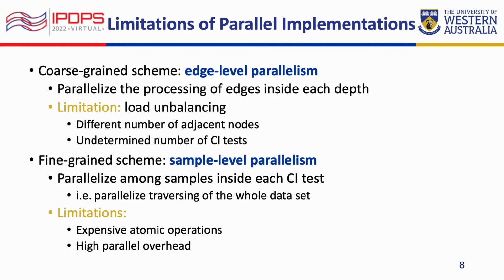There are two major limitations of sample-level parallelism. Firstly, it may result in a race condition when updating the cells in the contingency table because each sample contributes to the generation of the table. So we need many expensive atomic operations to guarantee the correctness of the execution. Secondly, the workload of each operation is relatively small and thus cannot amortize the overhead of parallel computing.